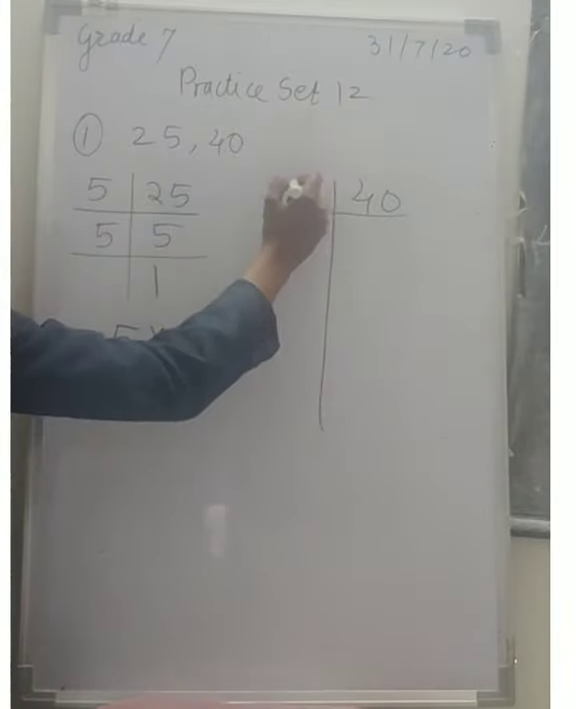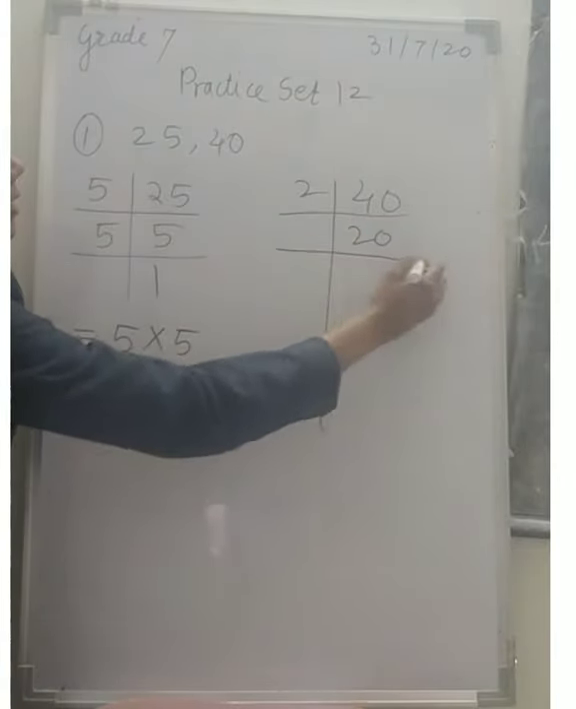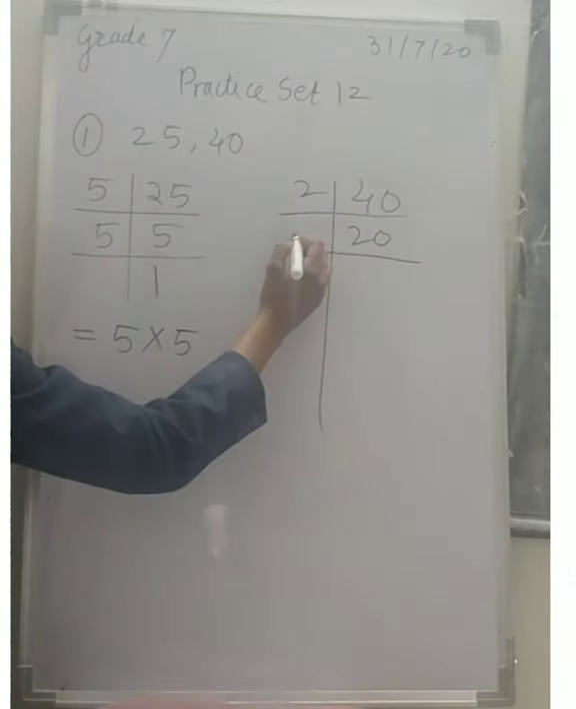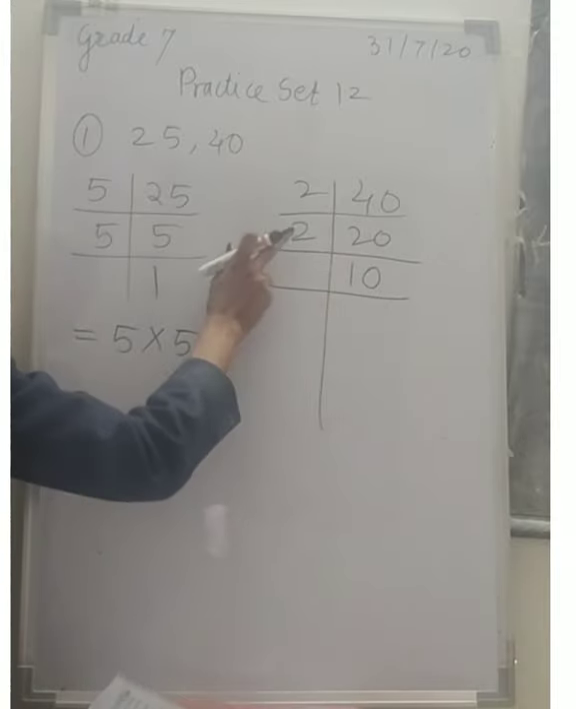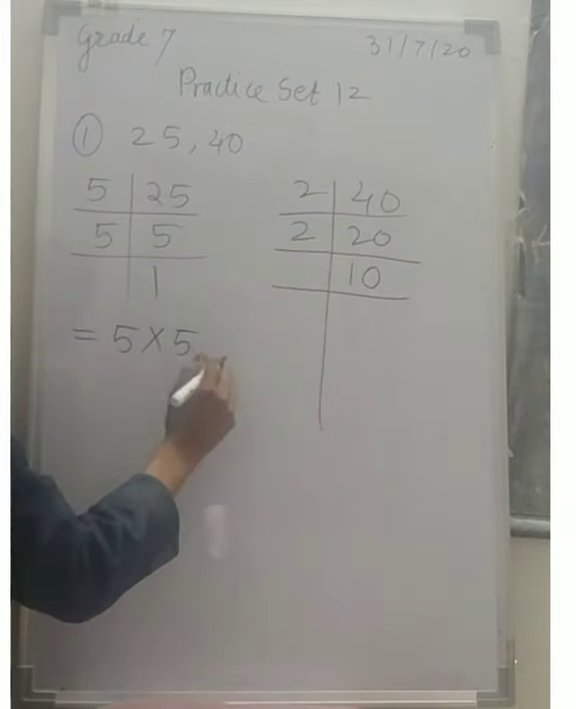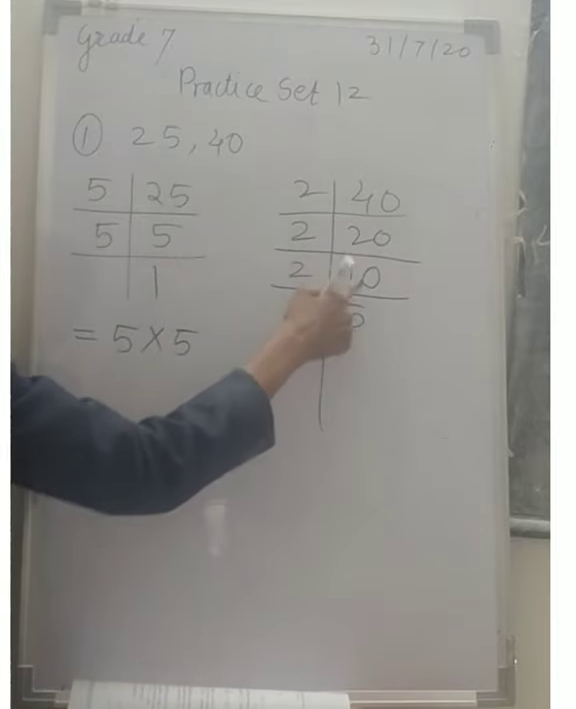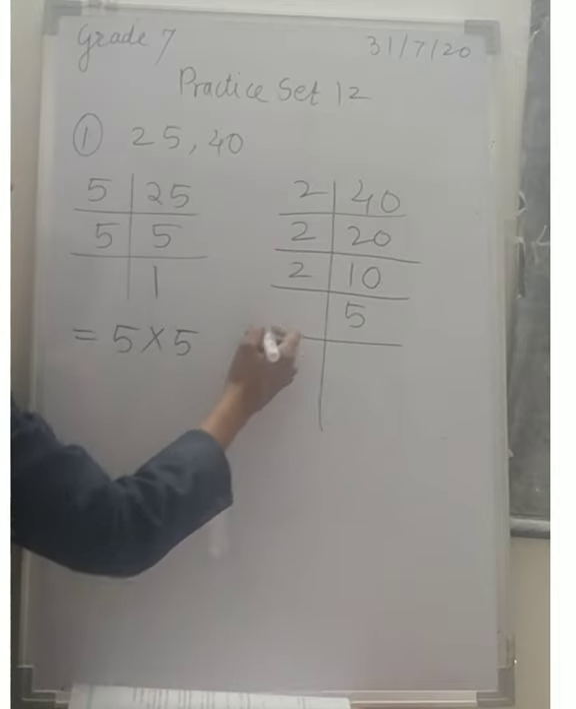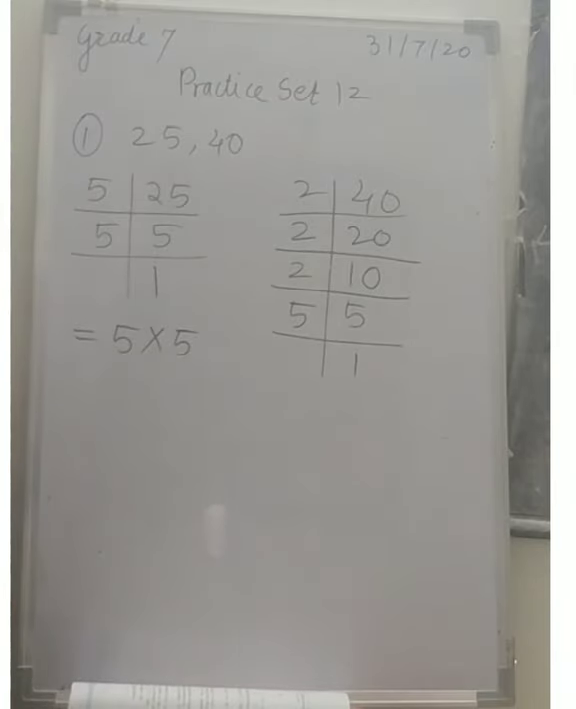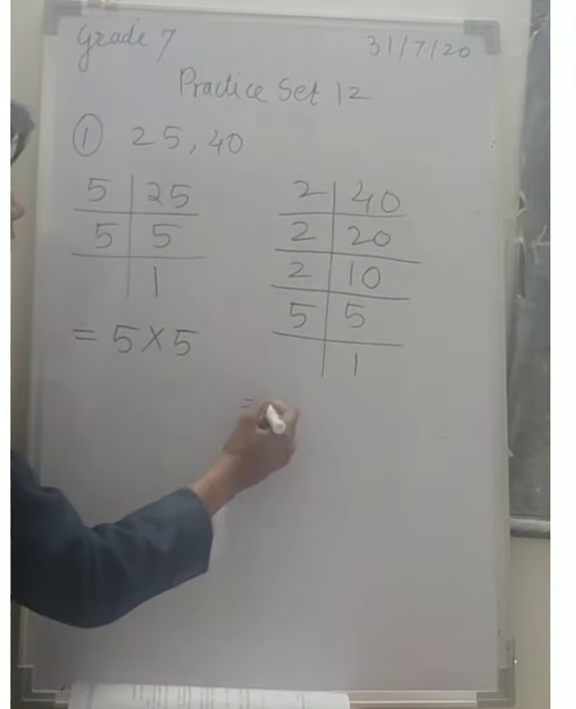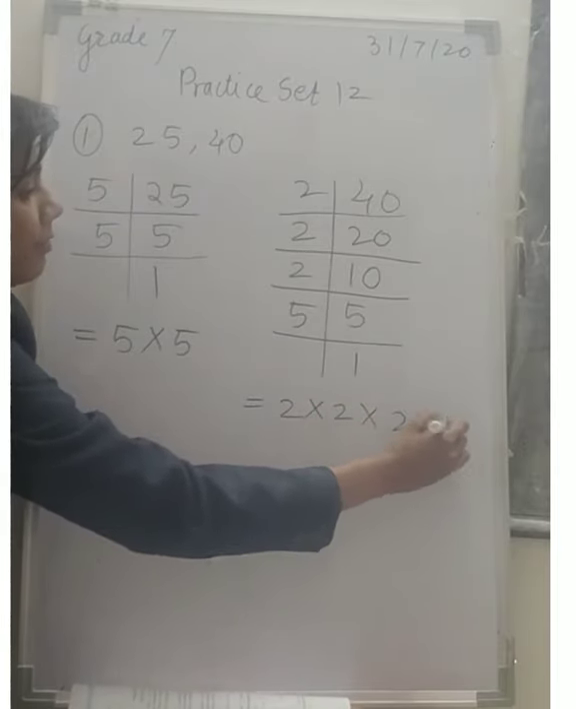And now what about 40? I can divide it by 2. So 2 twenties will give me 40. 2 ones are 2. 10 multiplied by 2 will give me 20. Again 10 can be divided by 5. 2 fives are 10. Now 5 can be divided by 5. So 5 ones are 5. Now write the factors of 40 here: 2 multiplied by 2 multiplied by 2 multiplied by 5.